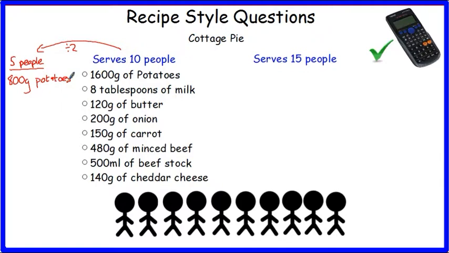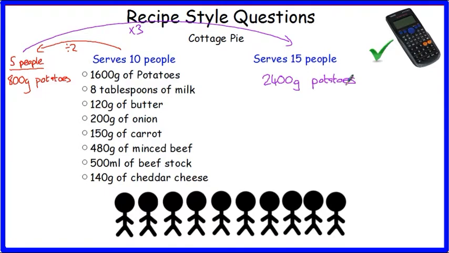Now to get from 5 up to 15, you multiply it by 3. So 800 times 3 is 2,400 grams. Well, that is one way to do it.